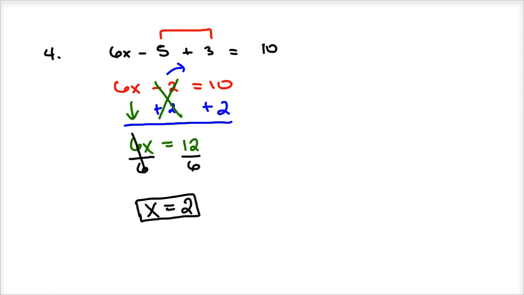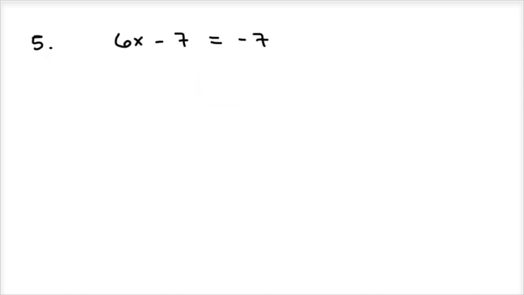Okay, let's take a look at a few more. 6x minus 7 equals -7. Alright, so one step or two-step equation again. I want to get this -7 on the other side, so I got plus 7. Plus 7, I'm adding 7 because it's the opposite of subtracting 7.